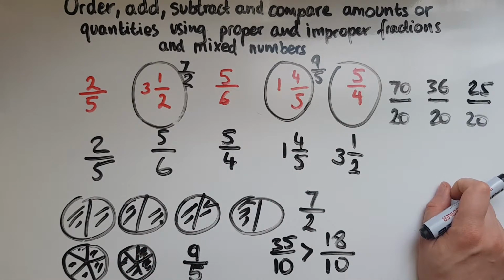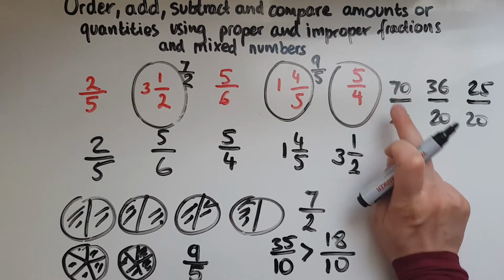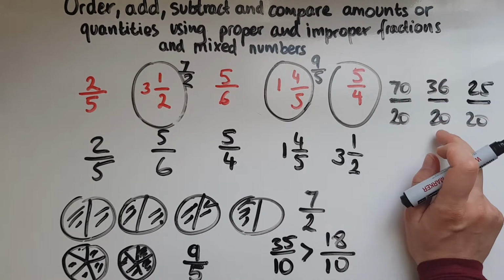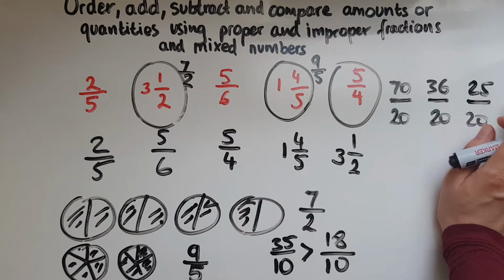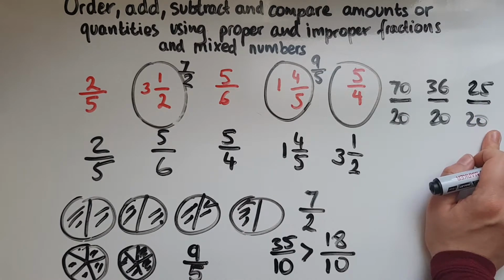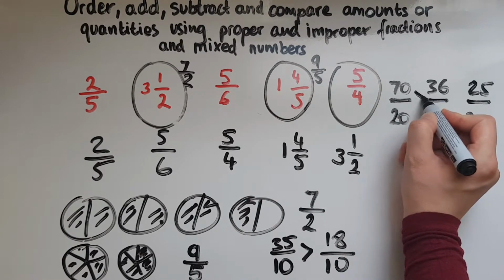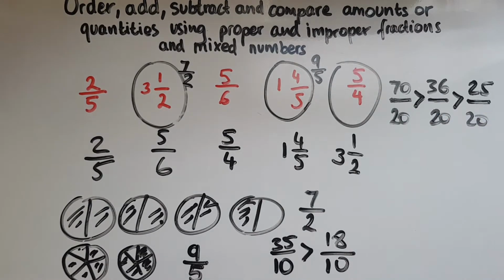Now, as you can see, the biggest one is this one, 70 out of 20. The next one is 36 out of 20. And the smallest one is 25 out of 20. So that is very easy to order them. So we've been able to order and compare them. What about adding and subtracting? Adding and subtracting is very similar to what we have just done when we ordered and compared.